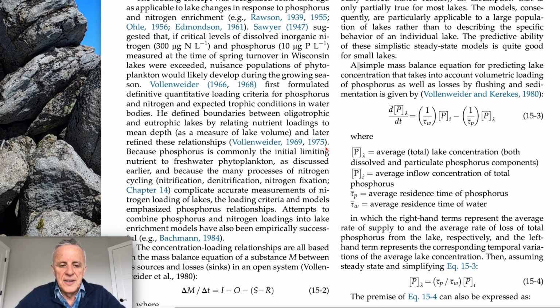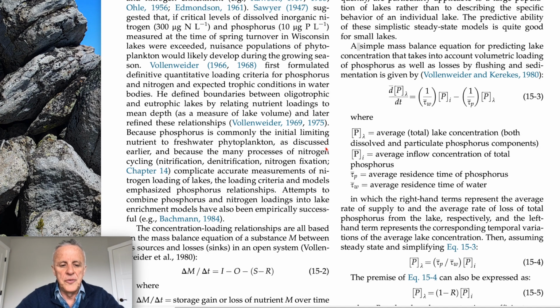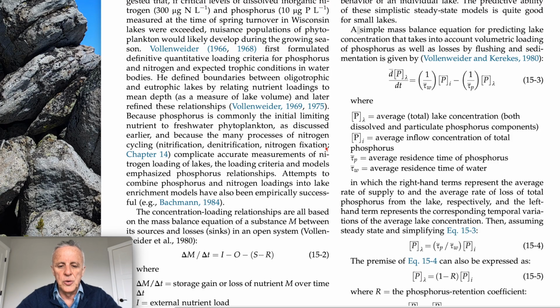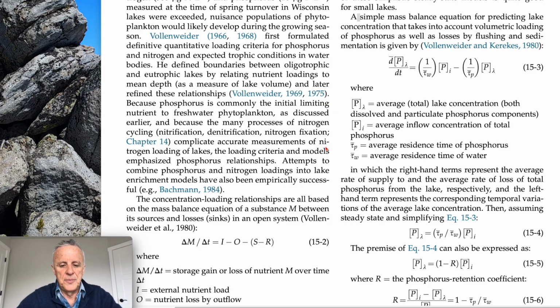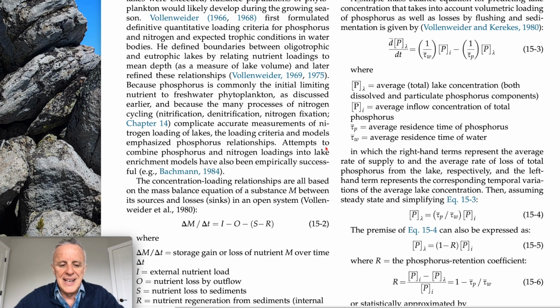Vollenweider first formulated definitive quantitative loading criteria for phosphorus and nitrogen and expected trophic conditions in water bodies. He defined boundaries between oligotrophic and eutrophic lakes by relating nutrient loadings to mean depth, and later refined these relationships. Because phosphorus is commonly the initial limiting nutrient to freshwater phytoplankton, as discussed earlier, and because the many processes of nitrogen cycling complicate accurate measurements of nitrogen loadings to lakes, the loading criteria and models emphasize phosphorus relationships. Attempts to combine phosphorus and nitrogen loading into lake enrichment models have also been empirically successful.